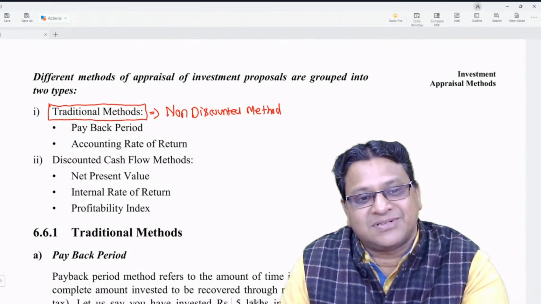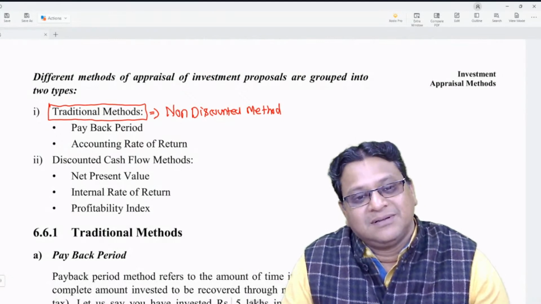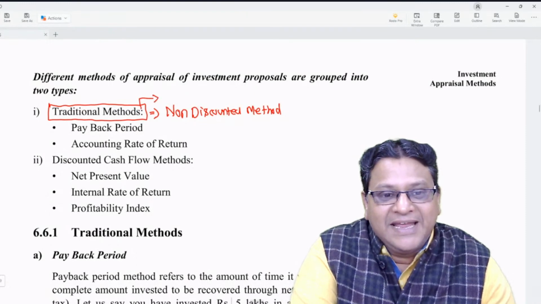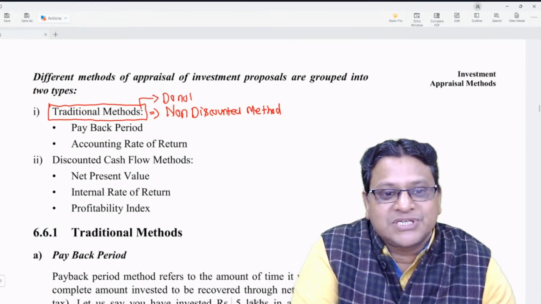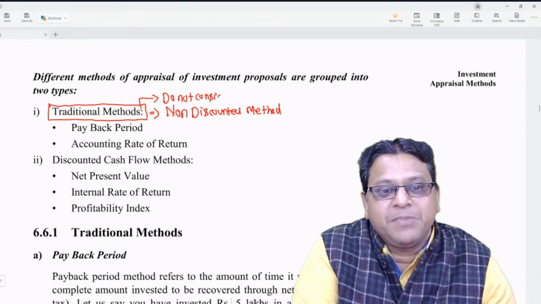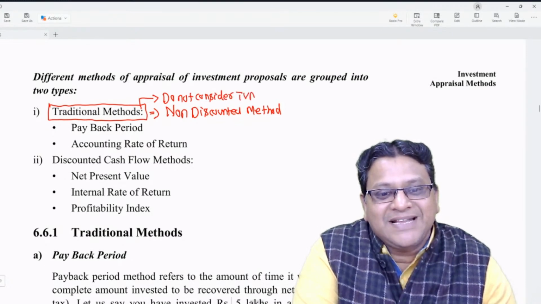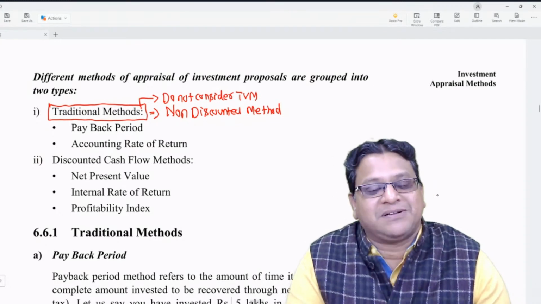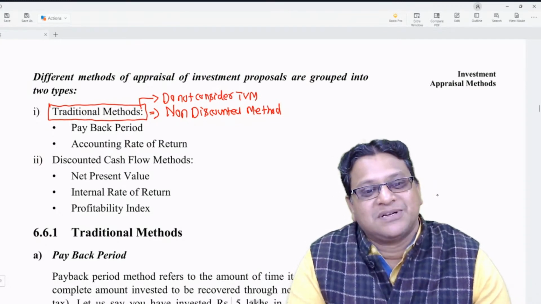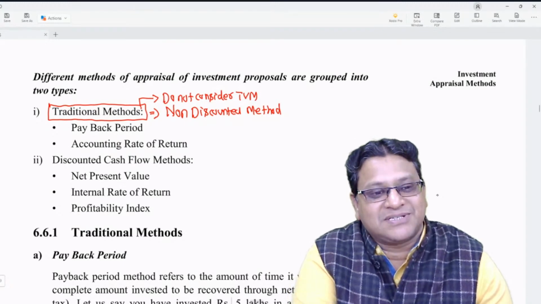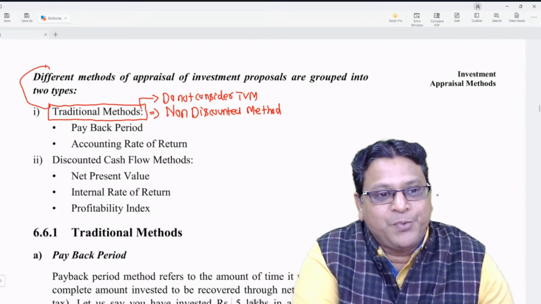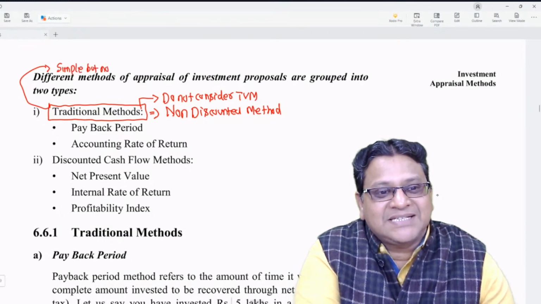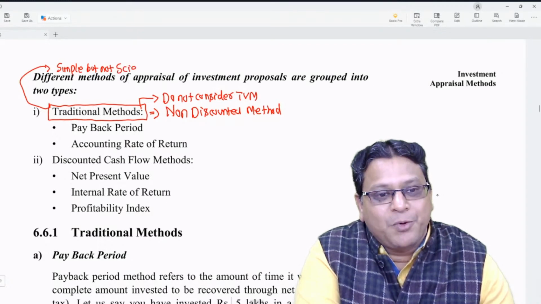These traditional methods assume this. They are non-discounted methods. They do not consider TVM, time value of money. These traditional methods are very popular methods. They are simple methods. They are popular methods, but they are not scientific methods. As they are simple, they are popular also.